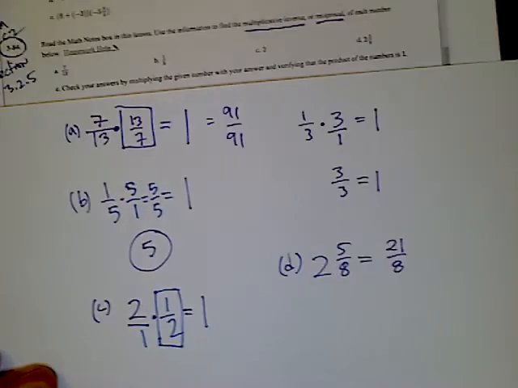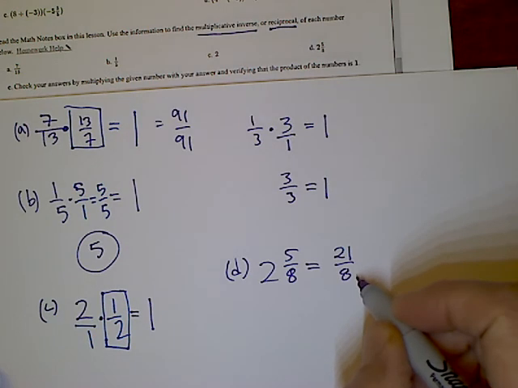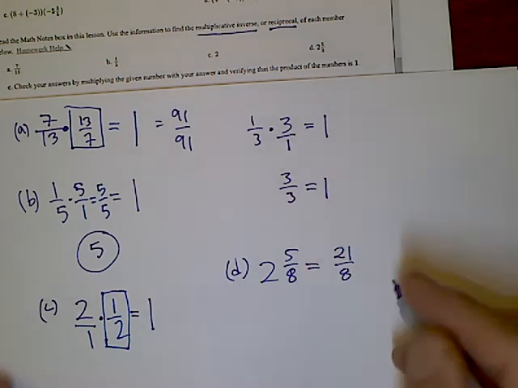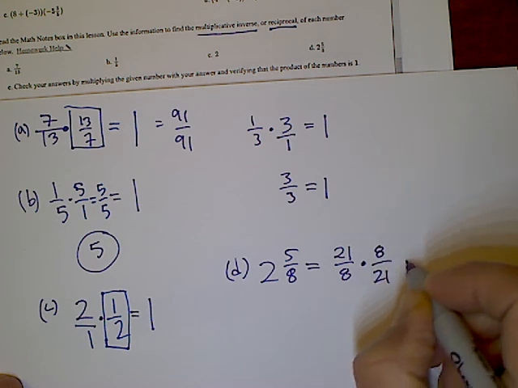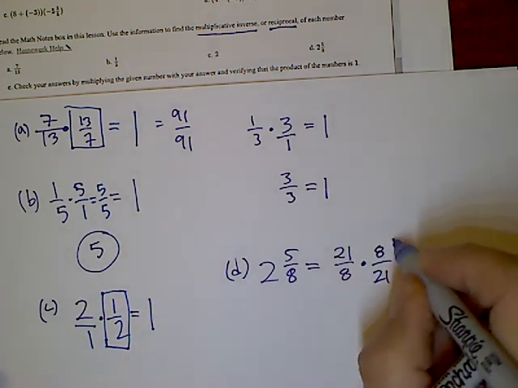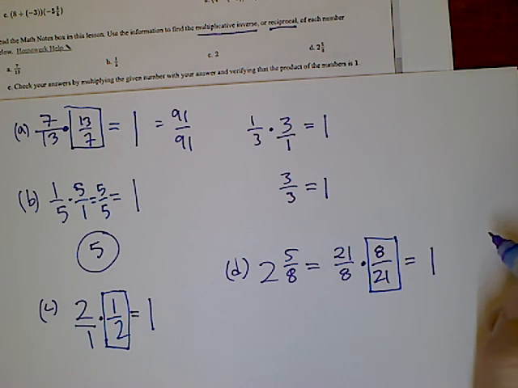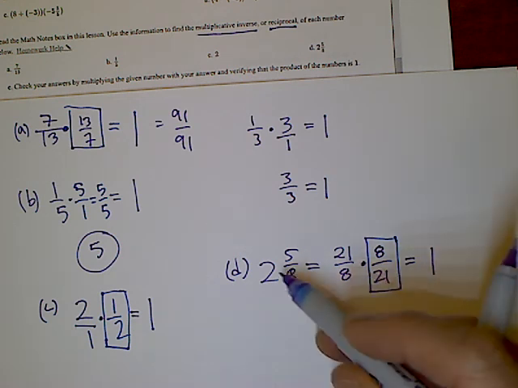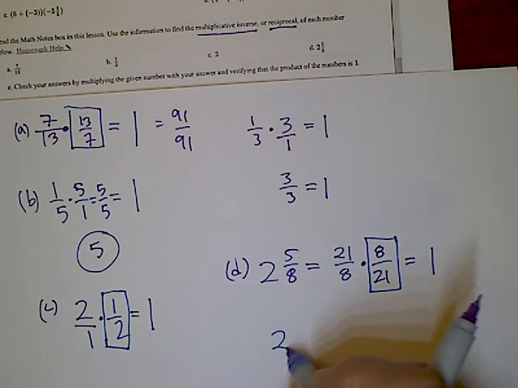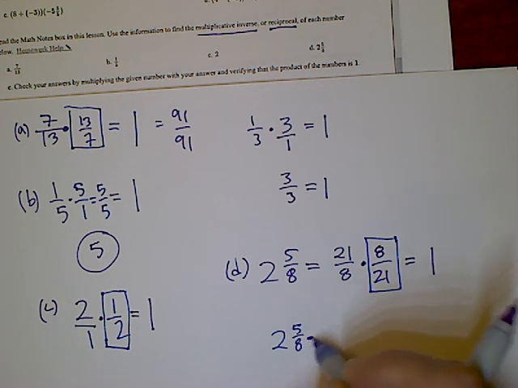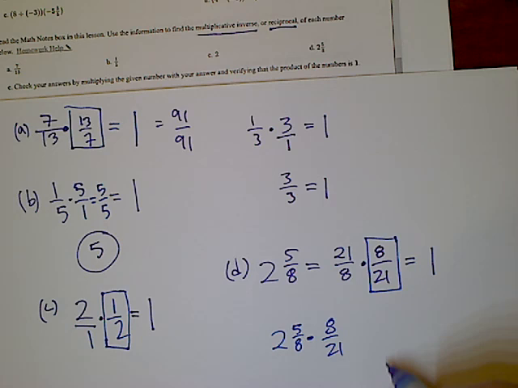So really now I'm looking at what is the reciprocal of 21 over 8, right? The reciprocal of 21 over 8 is the flip-flop. If I multiply by 8 over 21, that is how I get 1. So this right here is the reciprocal of 2 5/8. Okay. So if I wanted to, I could even write 2 5/8 times 8 over 21 is going to equal 1, because that is the multiplicative inverse of 2 5/8.